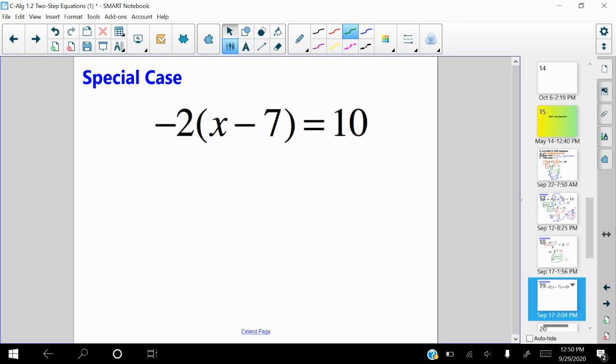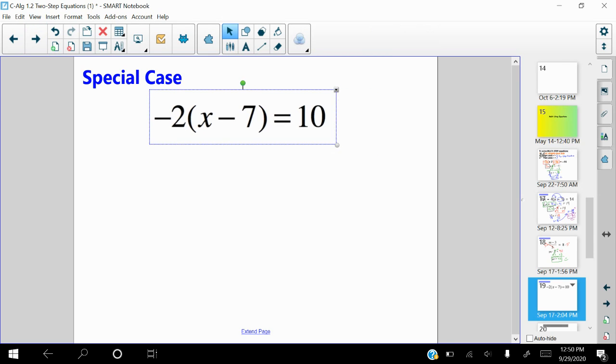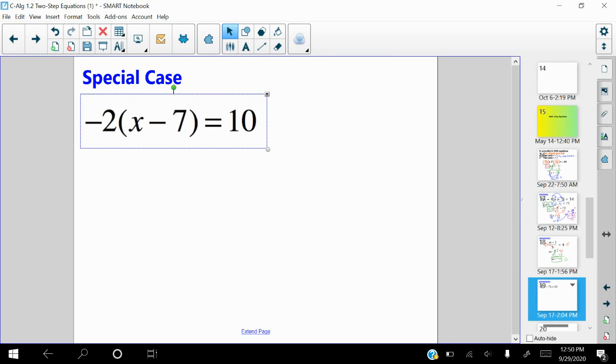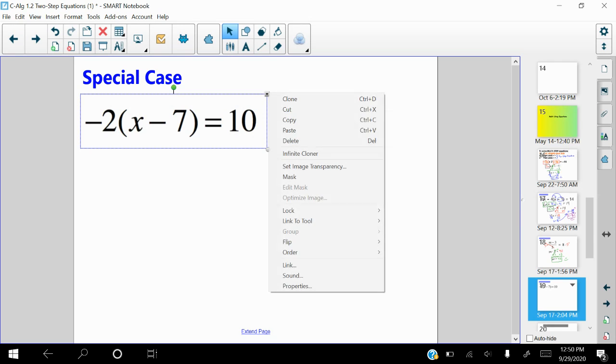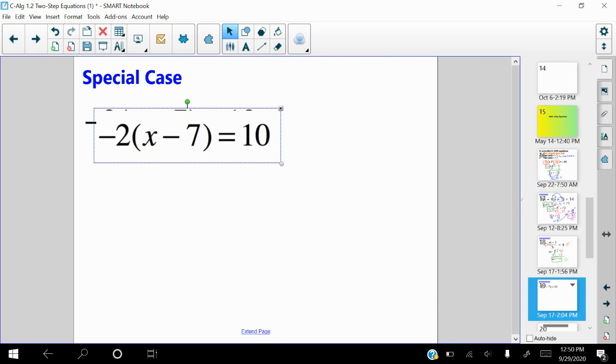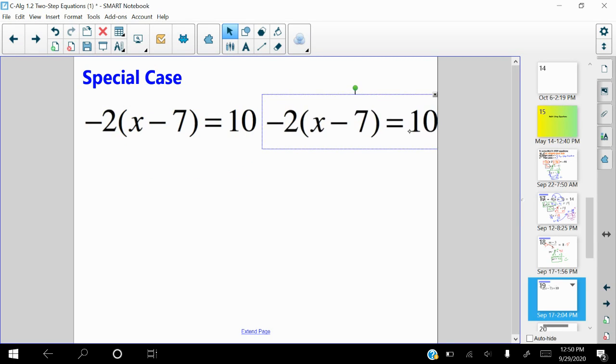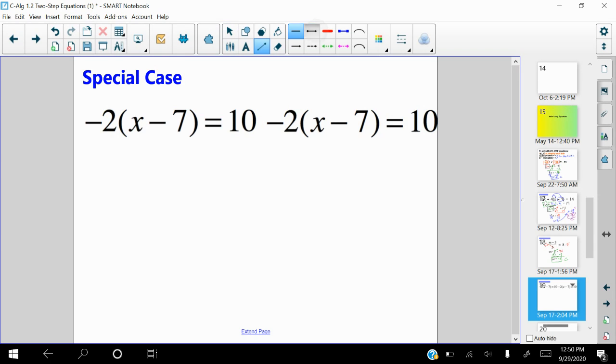Awesome. We also have one more special case. And I'm actually going to clone this because there's technically 2 ways to solve this problem. And we're going to go through both ways. Let's separate with a line. Okay, let's focus on the left-hand side here. We have -2 times a quantity, x minus 7 is equal to 10.